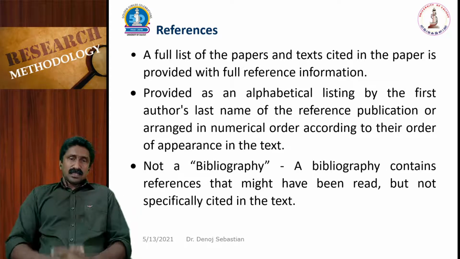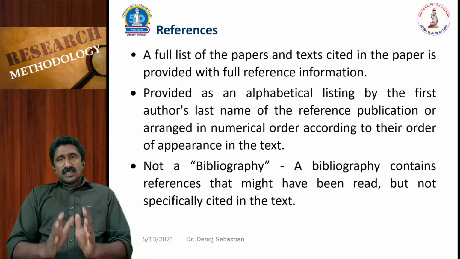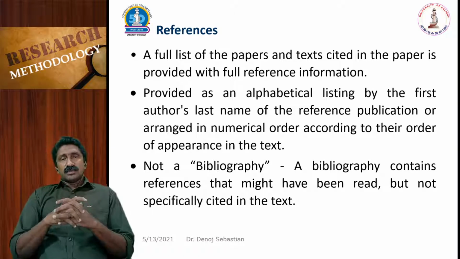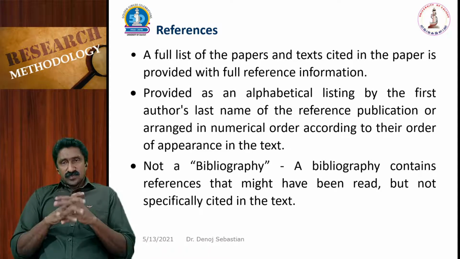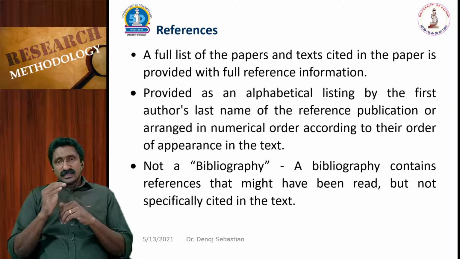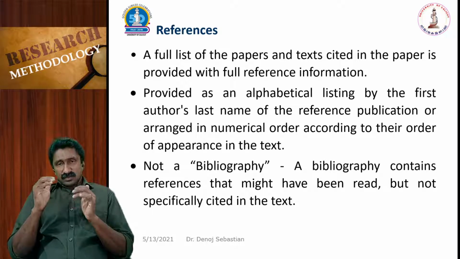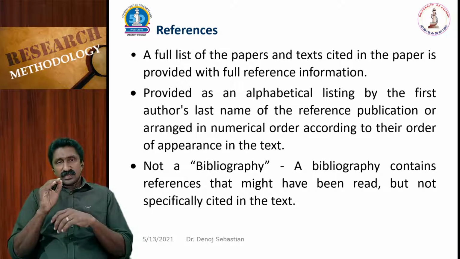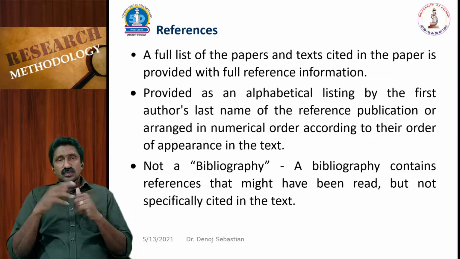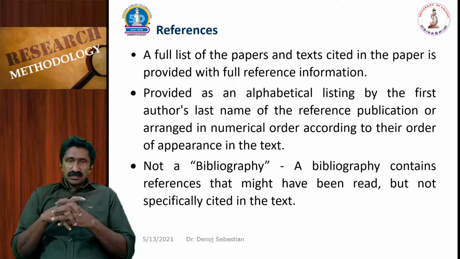And the next portion is the references. A full list of papers and texts cited in the paper is provided with the full reference information. It is provided as an alphabetical list by the first author's name of the referenced publication, or arranged in numerical order. There are basically two referencing styles: one is a numbered style and another one is the alphabetic order style.